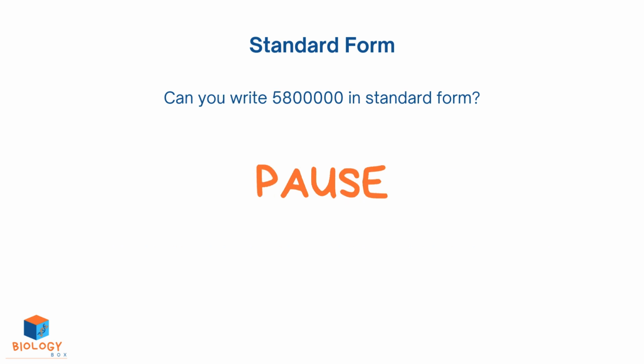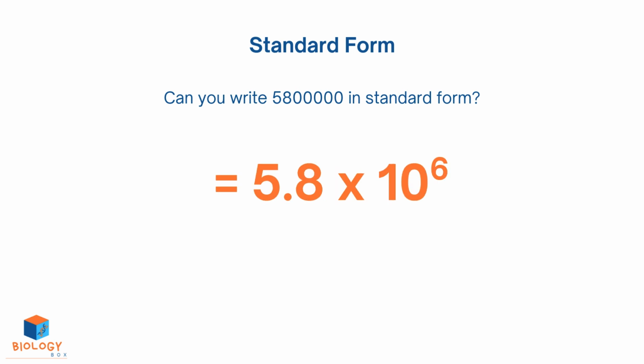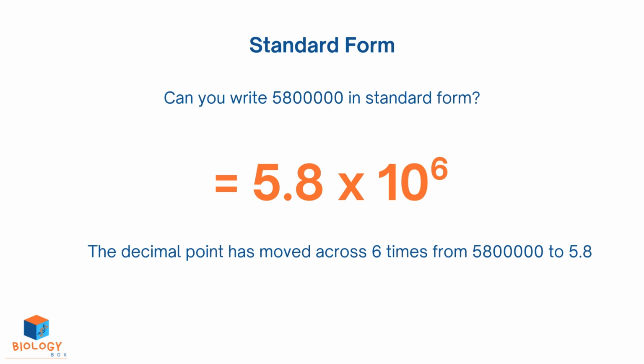Can you write 5,800,000 in standard form? Pause the video whilst you work out the answer. The answer is 5.8 multiplied by 10 to the power of 6. The decimal point has moved across 6 times from 5,800,000 to 5.8.